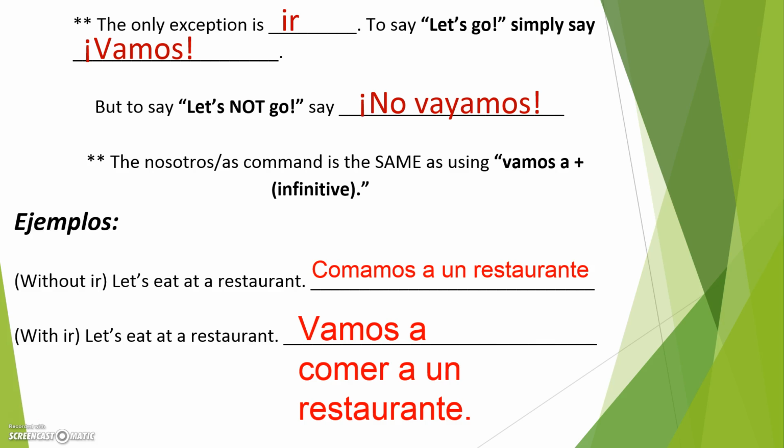So when you're talking to someone, you want to say, let's eat at a restaurant. Comamos en un restaurante. You gave a command. Or I could simply use ir plus a plus infinitive, like you've been doing since Español 1. Vamos a comer en un restaurante. Either way would work. Es todo.